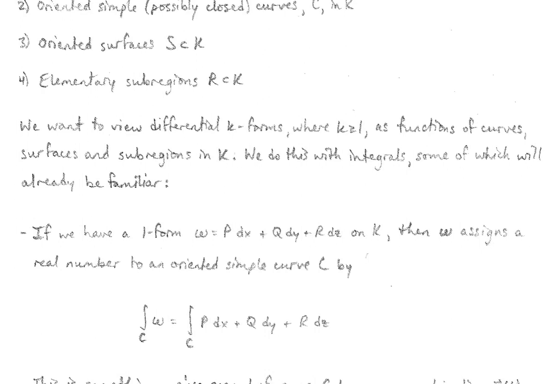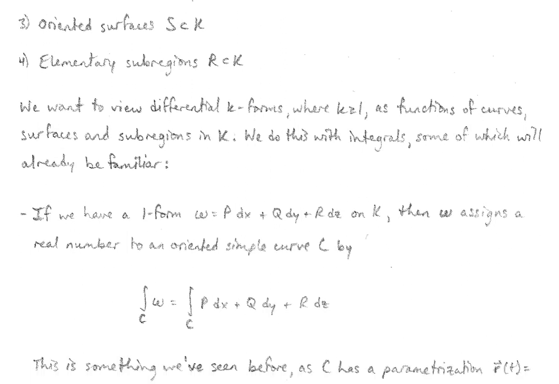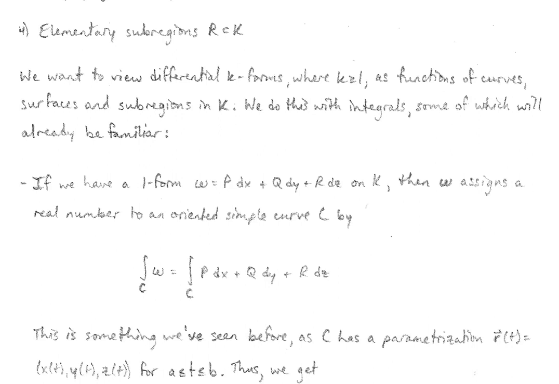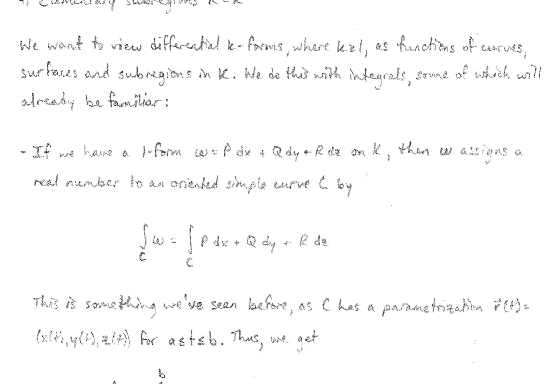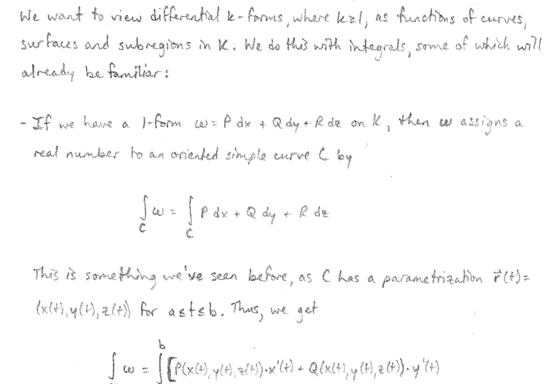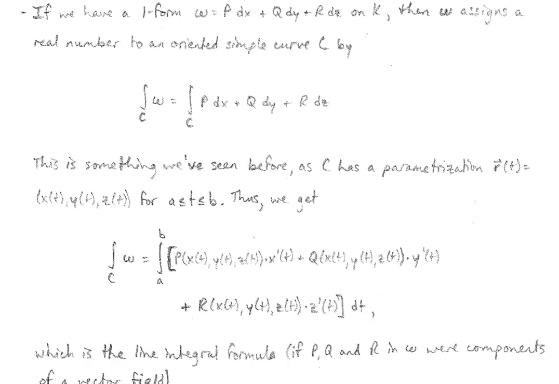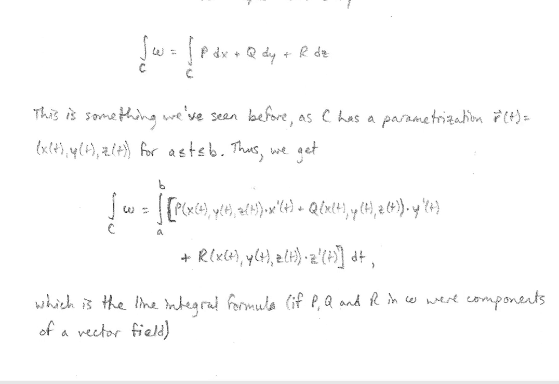Then we can assign a real number to any oriented simple curve C by taking the integral of our differential 1 form on this curve C. It's the integral over C of p dx plus q dy plus r dz. And this should look really familiar, like something we've seen before. We can parameterize our curve, x of t, y of t, z of t, where t goes between 2 values a and b. Make that substitution in, and we just get the basic line integral formula that we saw earlier on in this course.